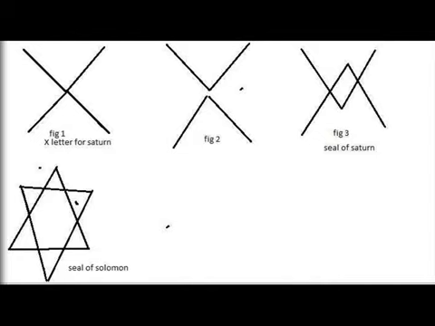If we take the X apart, if you look at Figure 2, it's just two triangles. Now, if we overlap them instead of connecting them at the main point, you get the seal of Saturn. That's in Figure 3. Now, if we slide them far enough down and we connect from the right to the left on the bottom and the top, now you get the creation of the Star of David.